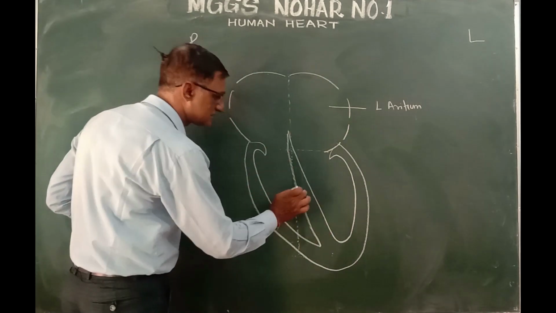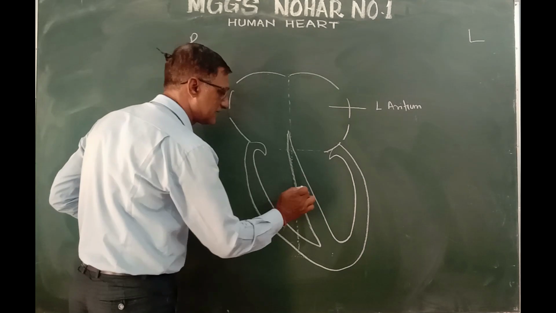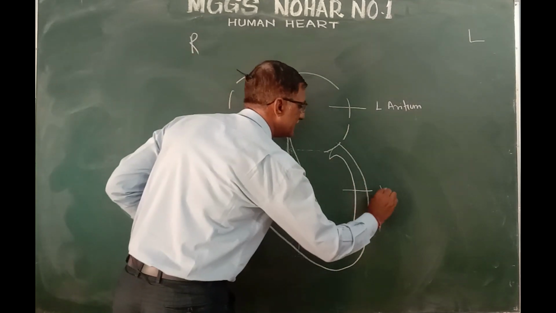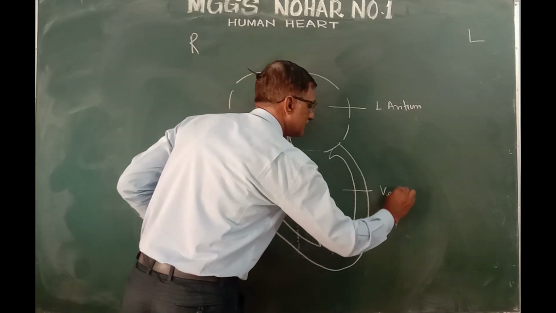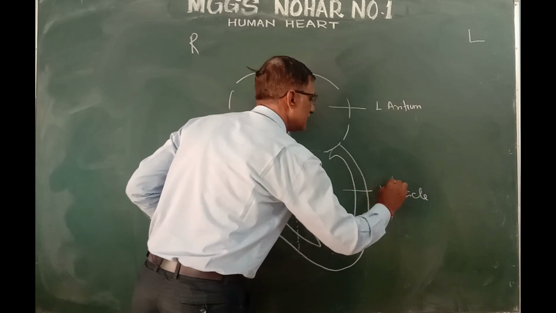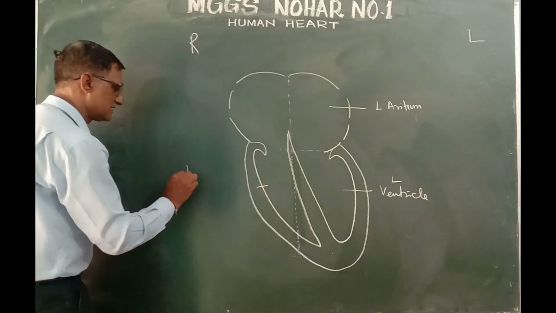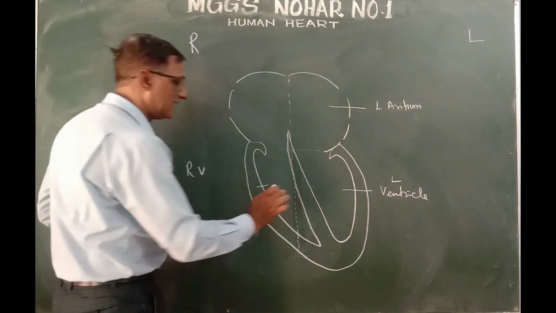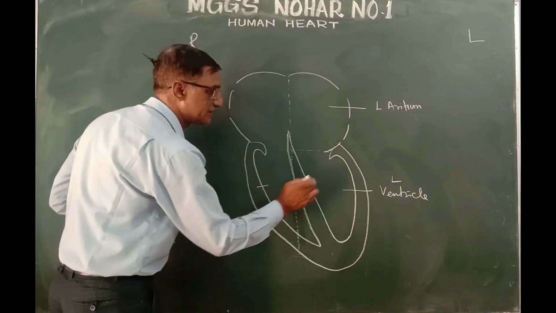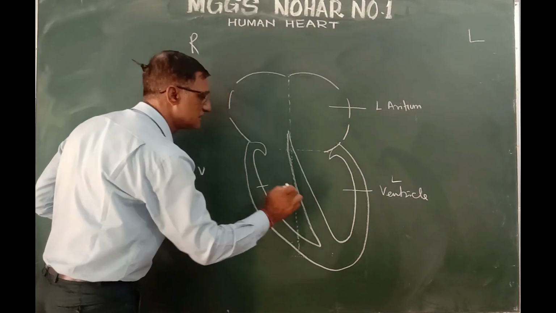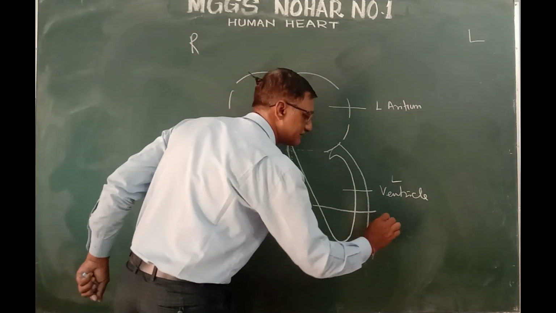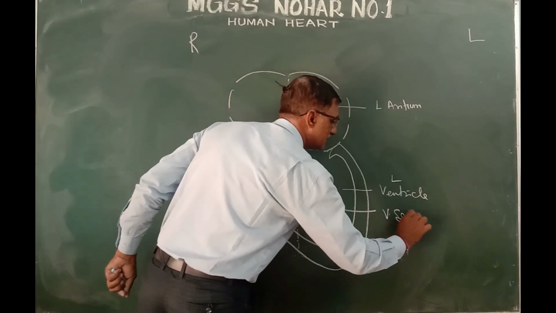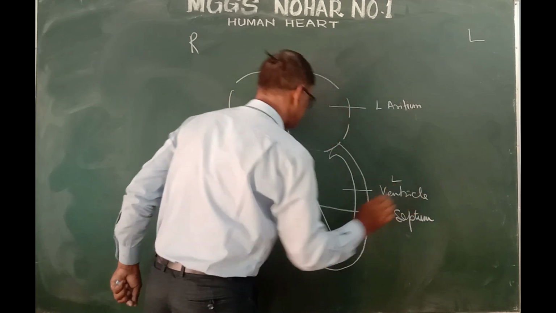Okay, it is the septum. It separates the left ventricle. This is the left ventricle and this is the right ventricle. Okay, it is clear. And this is the septum. This is located between two ventricles. Hence, it is called the ventricular septum.